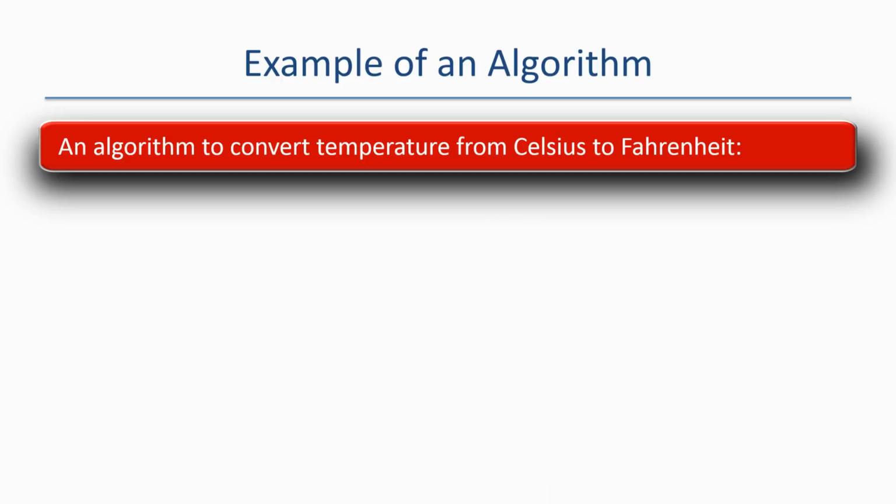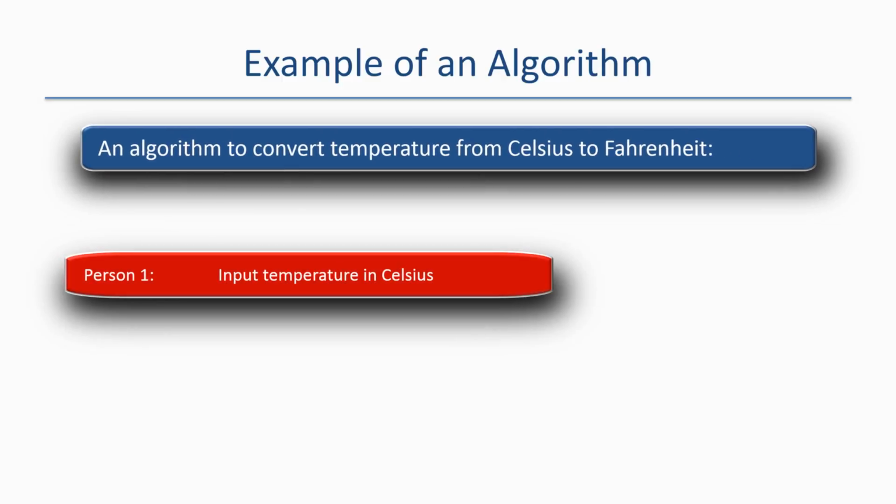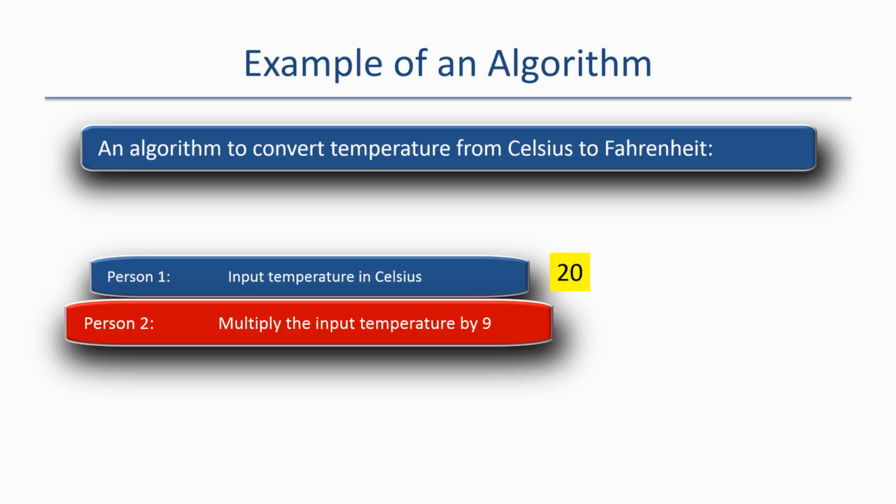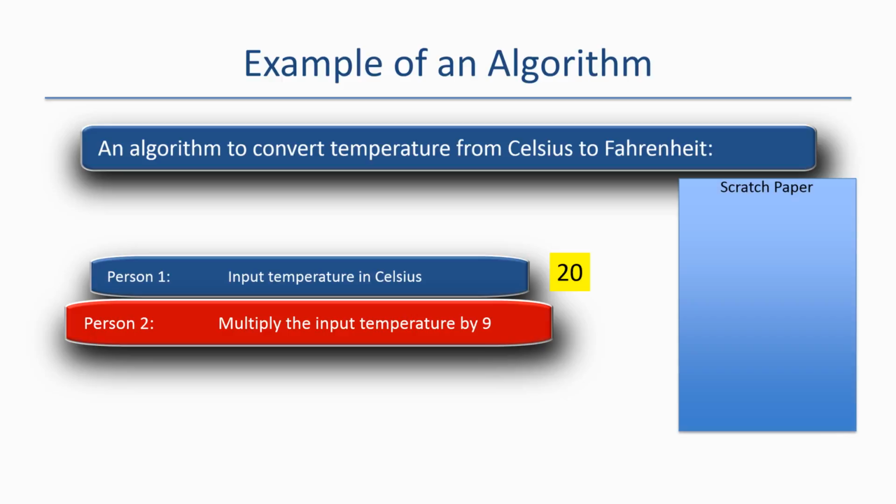Now imagine that each step of the algorithm has to be performed by a different person, and these people cannot talk to each other, and the only way they can communicate is through a piece of paper. So person 1 gets the input temperature. In this case, let's imagine it is 20. And then it's supposed to pass it to person number 2 so it can be multiplied by 9. In order to do so, person 1 goes and gets a scratch paper and writes the value of 20.